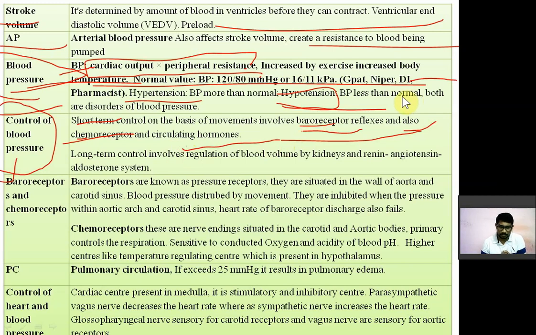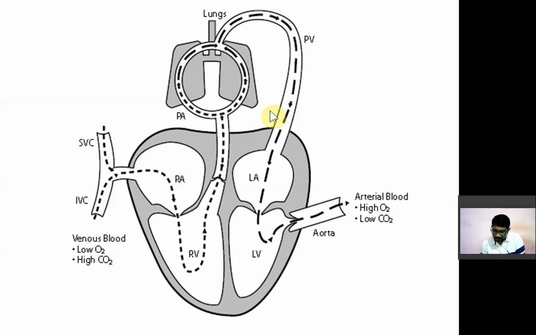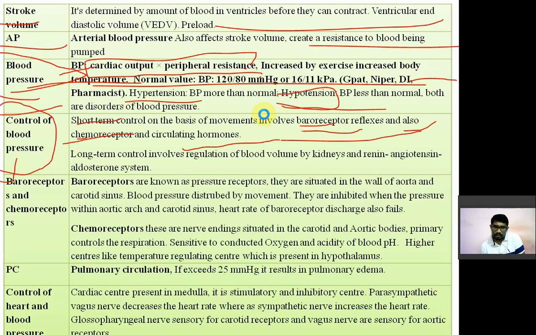Now long term control of blood pressure. How is long term blood pressure controlled? Long term control of blood pressure involves the regulation of blood volume by the kidney through the renin angiotensin aldosterone system. If there is decreased blood flow to your kidney, it will activate this system. There is a series of events: conversion of angiotensinogen to angiotensin 1 and 2 by renin. Angiotensin 2 is a vasopressor and will increase the blood pressure.